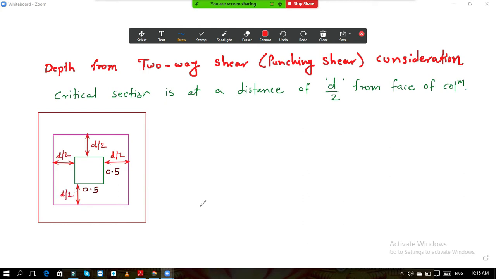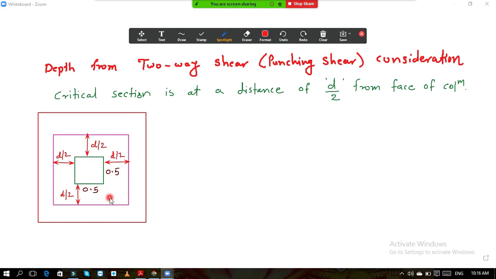Now see, this column will try to penetrate through the footing. It will not penetrate alone, it will take the area of this pink rectangle with itself, and then it tries to penetrate with this whole area. That is the concept.